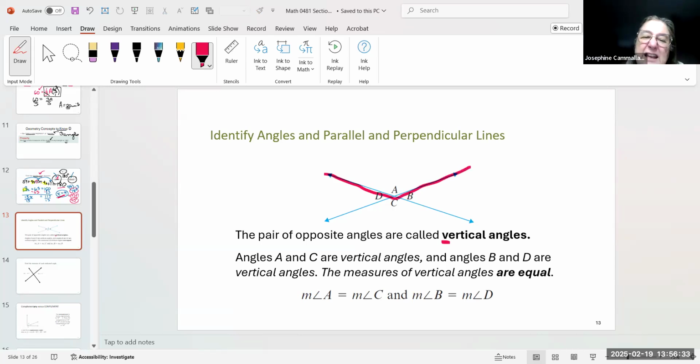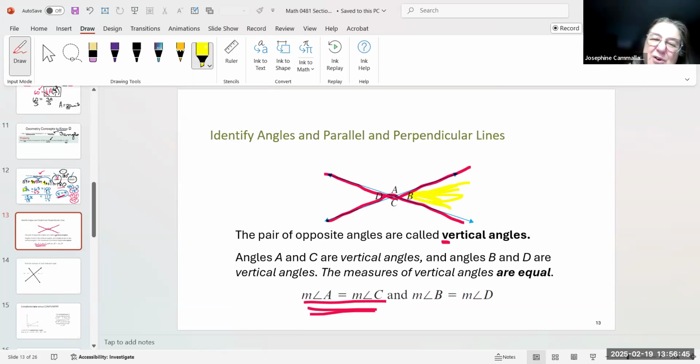This V and this V that I made in red right here. But then notice what's between here and this V is this side. A and C are vertical. B and D are vertical. Vertical angles are equal.